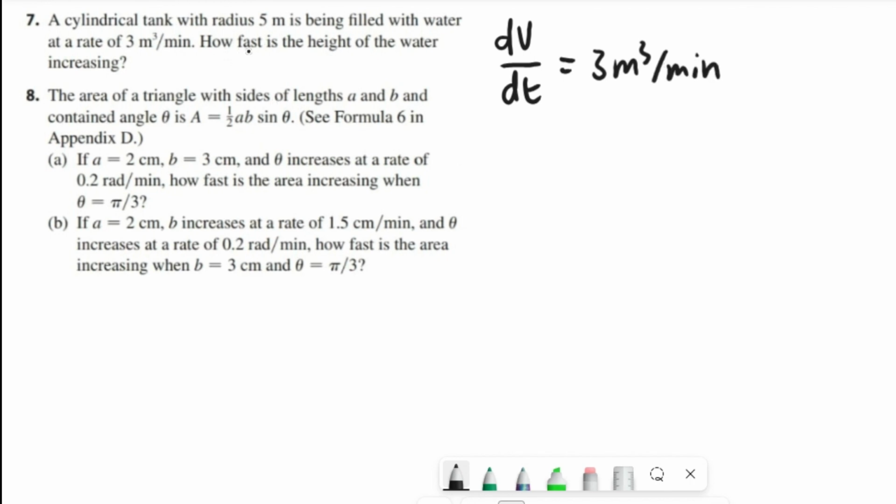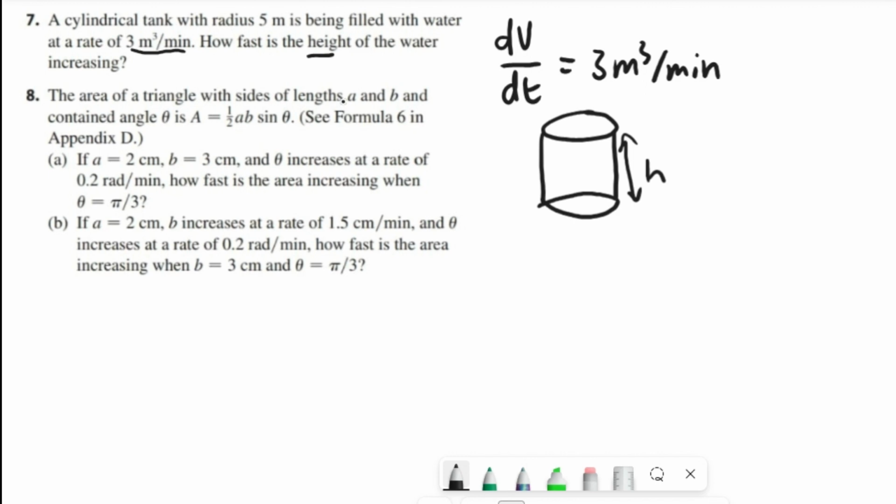Now the question is how fast is the height of the water increasing. Schematically, this is what we are looking at. We have a cylinder like this, and then we have the base of the cylinder here and the height. Now what is the volume of this cylinder? That's where you want to start. You want to start with the formula that relates the volume, the height, and everything that is given here.